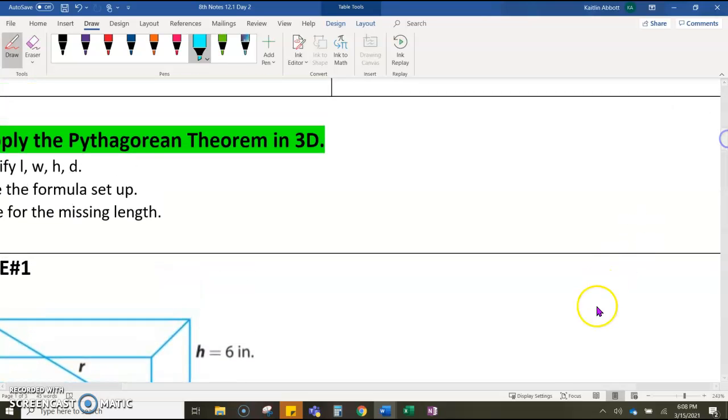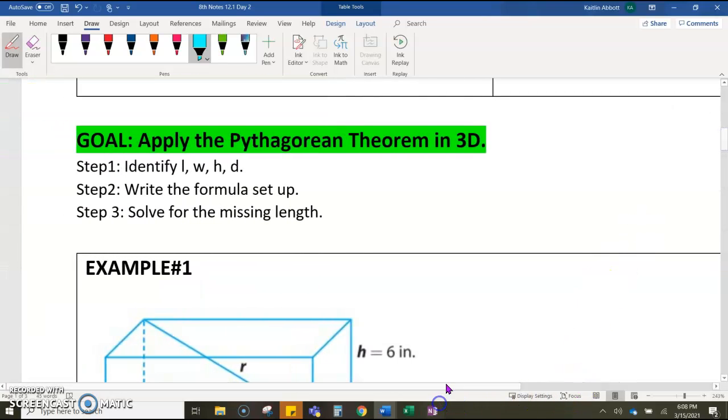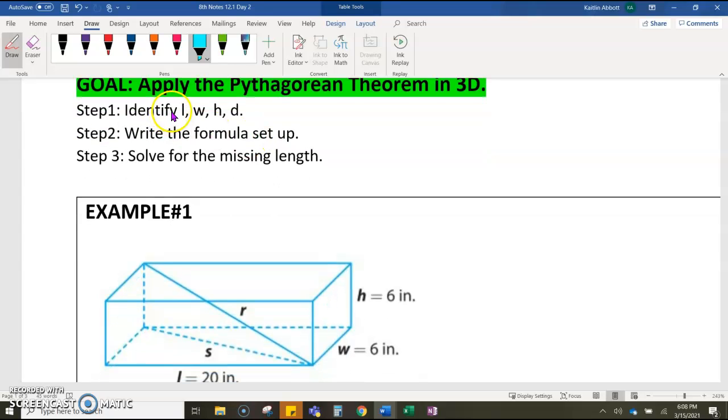All right, today in the Pythagorean Theorem world, we are going to be finding the Pythagorean Theorem for a 3D box. So we're going to be finding the Pythagorean Theorem in 3D. So again, we're going to be identifying the length, width, height, and the diagonal in the box.